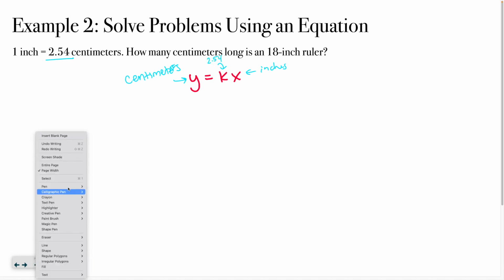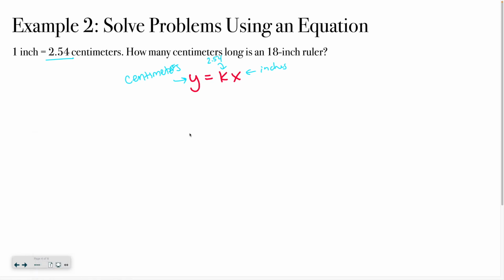So if I were to write this equation out, it would look something like this. I would have y equals 2.54x. And then the question asks specifically about how many centimeters long is an 18-inch ruler. So I'd say y equals 2.54. And then maybe you've noticed that I have a habit of, instead of writing multiplication signs, I will often do parentheses. It means the same thing. Okay, so y equals 2.54 parentheses 18.